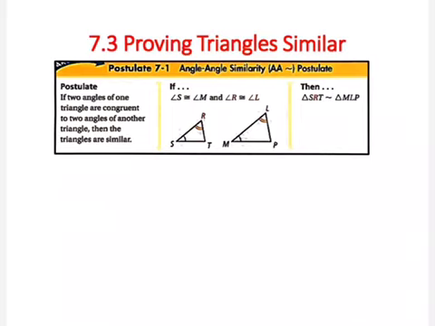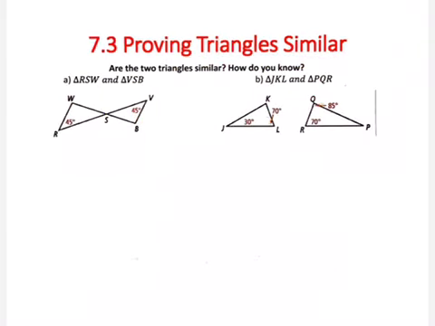So now we're entering 7.3, where it talks about proving triangles similar. The first way we can do this is using what they call angle-angle similarity, where if two angles of one triangle are congruent to two angles of another, then we can state that the triangles are similar. Remember, similar means the same shape with the same angle measures, but the sides are just proportional. So this is angle-angle similarity.